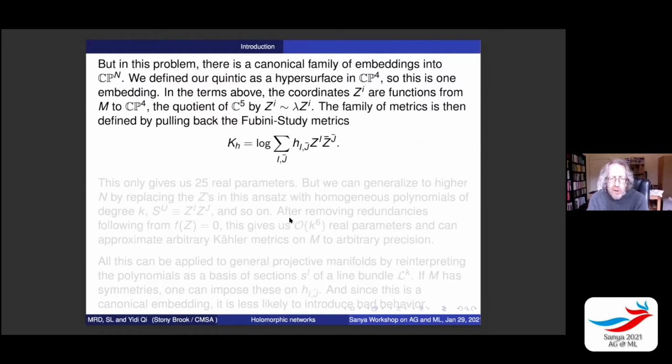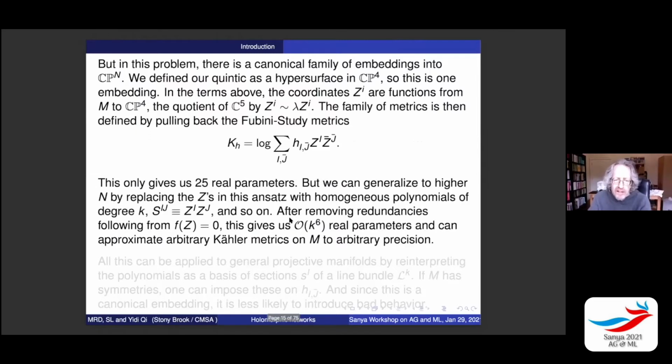And then you can pull back the Fubini-Study metrics. On the original projective space, of course, they're all equivalent under linear redefinition, but once you pull it back, you get a parameterized family of metrics. And as you consider higher and higher degree line bundles with more and more sections, you get a succession of these parameterized families of metrics with more and more parameters.